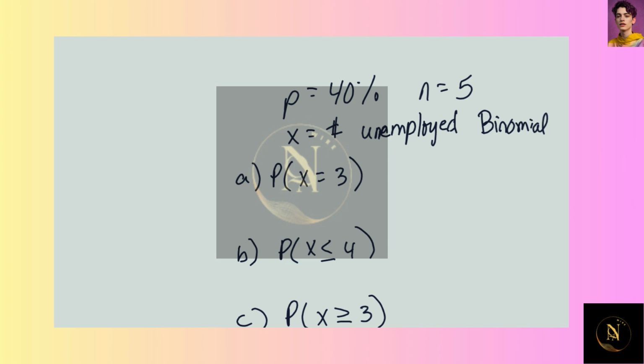So your problem is going to be a binomial setting that we are randomly choosing 5 inmates, and then we know that our statistic, or our parameter, is that 40% of those who entered prison had been unemployed, and X is the number of unemployed.